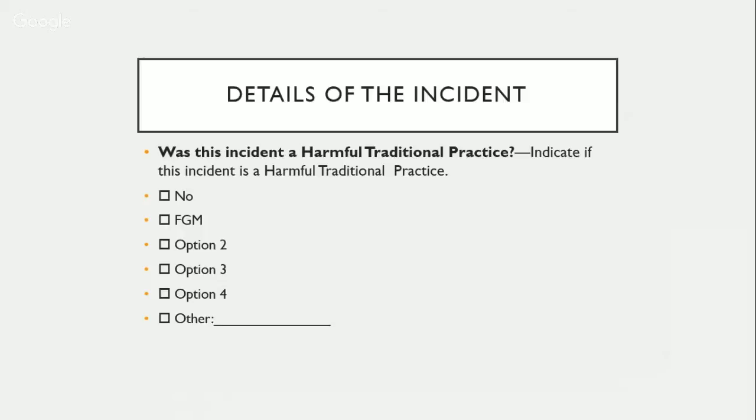The next question we have is about harmful traditional practices. Here you should indicate if the act was a harmful traditional practice. Again, this data point should be locally customized to your setting. One example that you might include is female genital mutilation. This is one example of a harmful traditional practice.